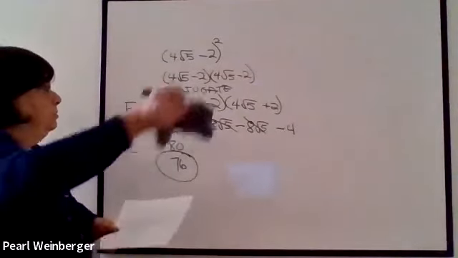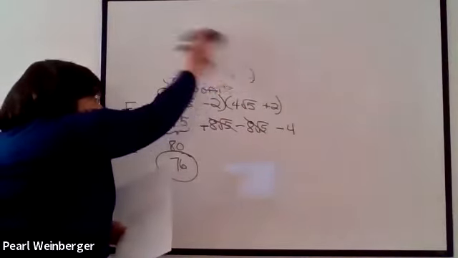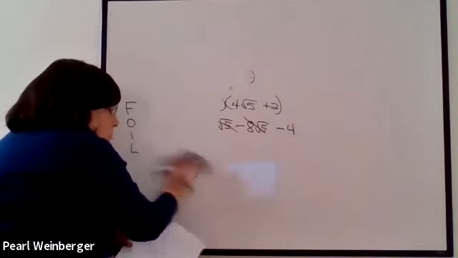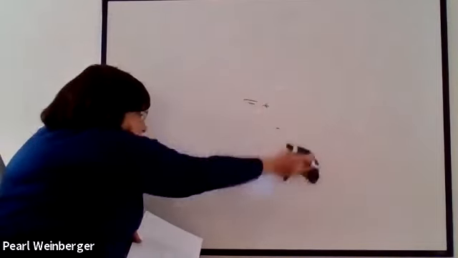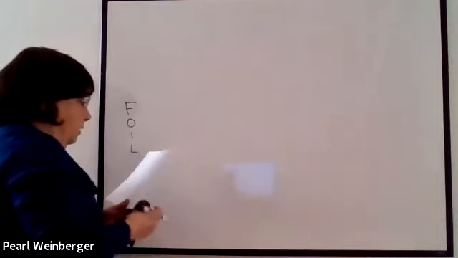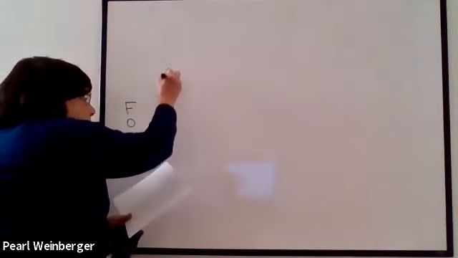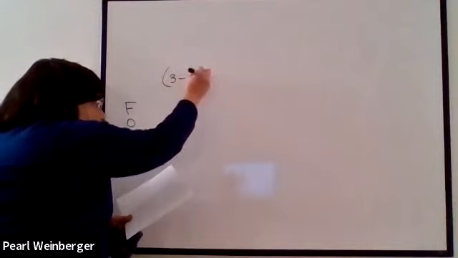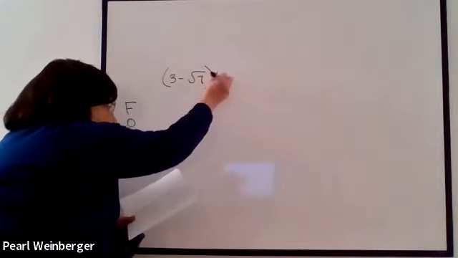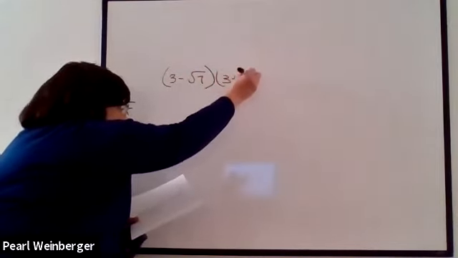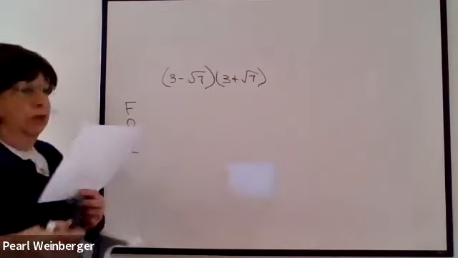Okay, so let's say I gave you this question. I'm going to give you this to do. We're going to see how quickly you can do it. 3 minus radical 7 times 3 plus radical 7. See how quickly you can multiply these.